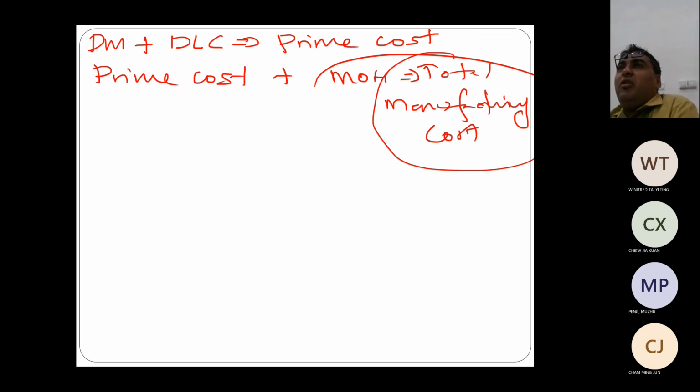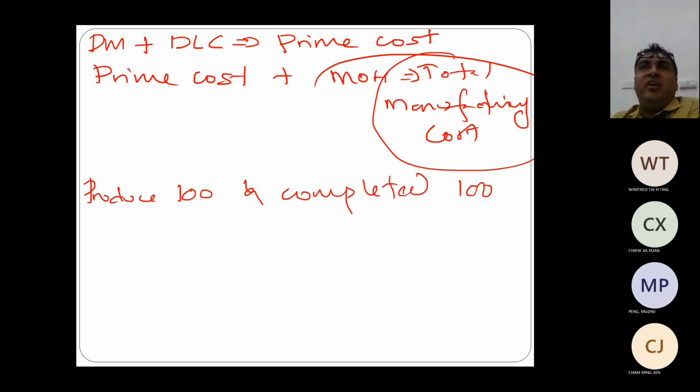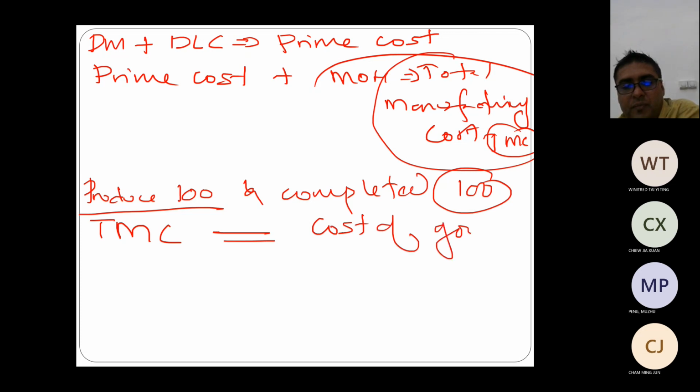Now, has the manufacturing completed? Not necessarily. Maybe yes, maybe no. Are you with me? I give you a situation here. Produce 100 and completed 100. I'm processing 100 units and I completed those 100 units. It means that these 100 units represent my total manufacturing cost. At the same time, it is also my cost of goods manufactured. Are you with me?